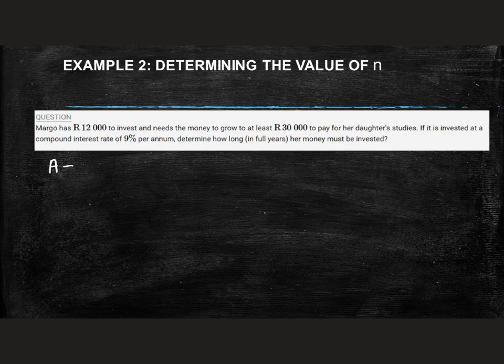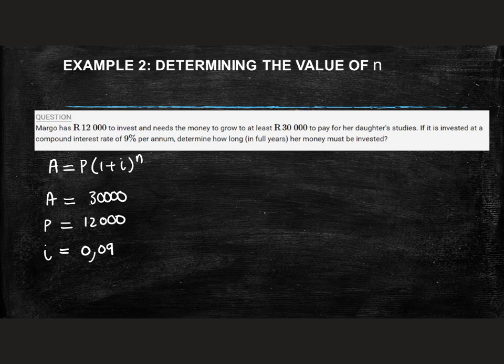We know that we're dealing with compound interest, so we know we're dealing with this formula. We know how much she wants to invest, and the investment amount and the accumulated amount are given in the question. She wants to accumulate 30,000 Rand, and we know that she started with 12,000 Rand. We know that her interest rate is 9%, and I'm going to write that out in decimal form. What we want to do then is manipulate this formula to solve for how long it's going to take.